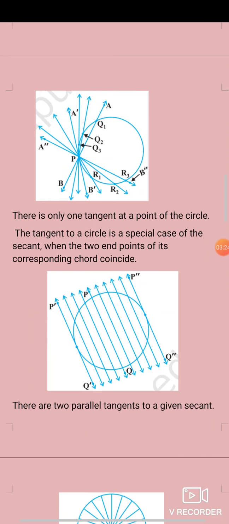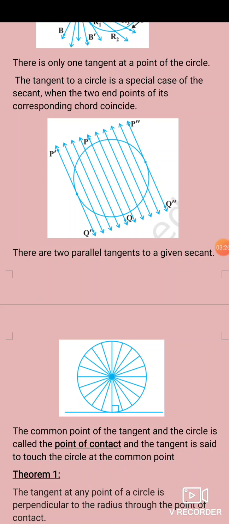Okay. Now the last point. The common point of the tangent and the circle is called the point of contact. And the tangent is said to touch the circle through that point of contact. That point of contact we can name anything: P, Q, or any letter. So the tangent and the circle are joined together through that point of contact.